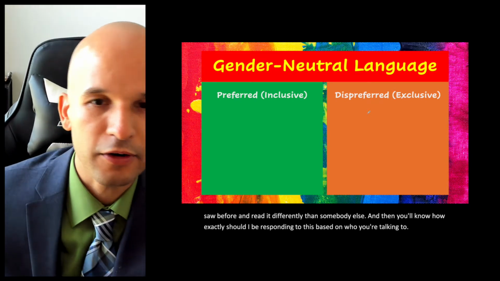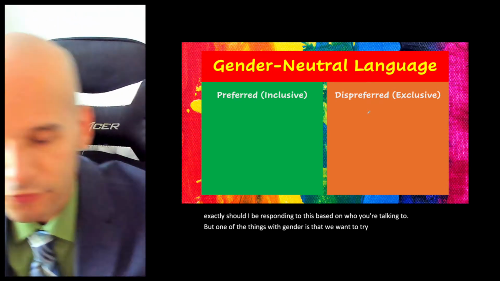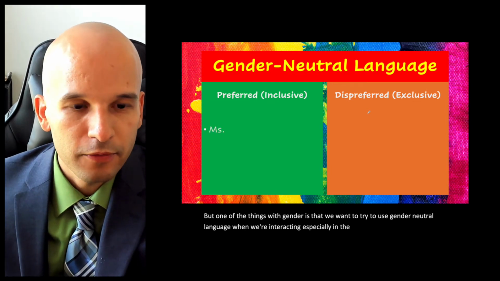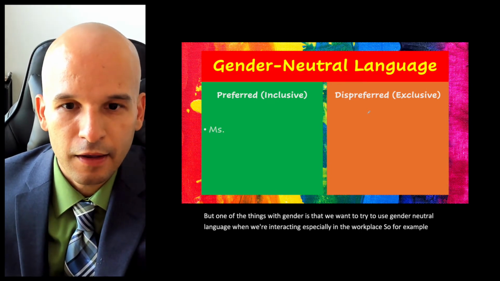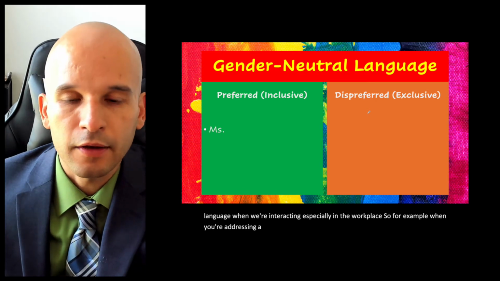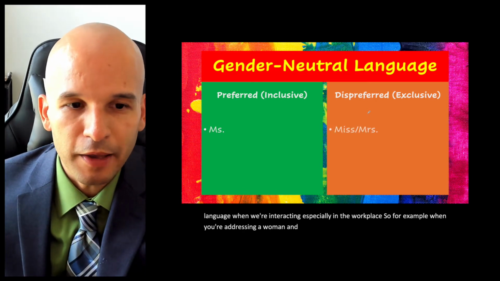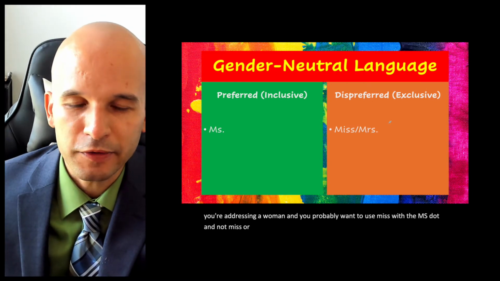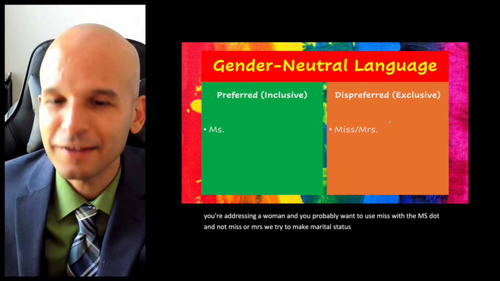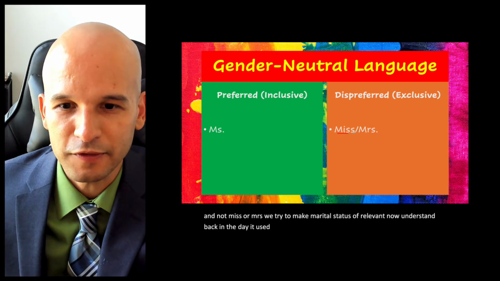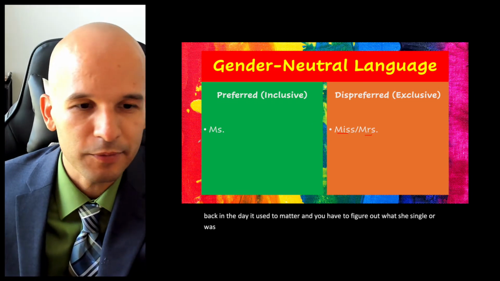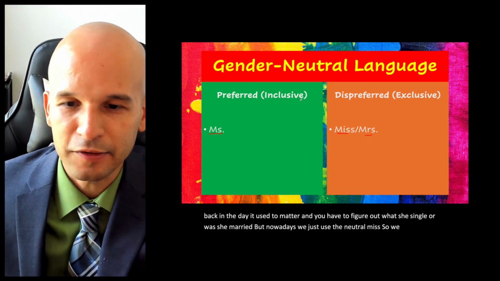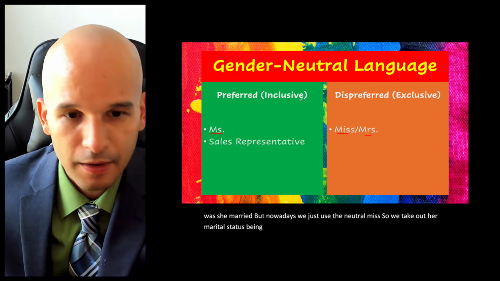But one of the things with gender is that we want to try to use gender-neutral language when we're interacting, especially in the workplace. So, for example, when you're addressing a woman, you probably want to use Ms. and not Miss or Mrs. We try to make marital status irrelevant now. I understand back in the day, it used to matter, and you'd have to figure out, was she single or was she married? But nowadays, we just use the neutral Ms. So we take out her marital status being of importance.